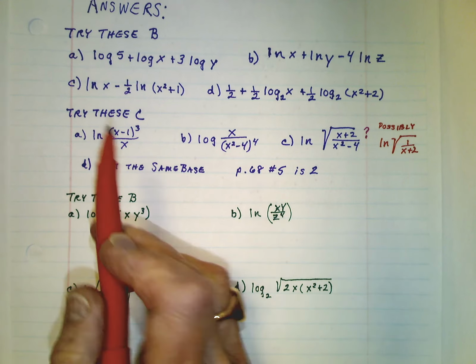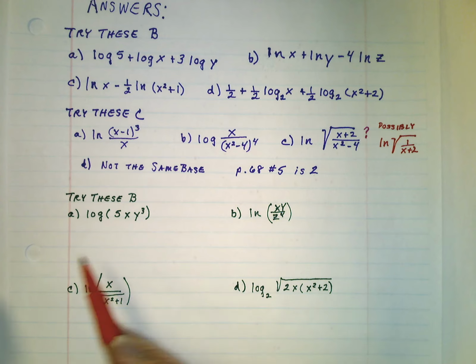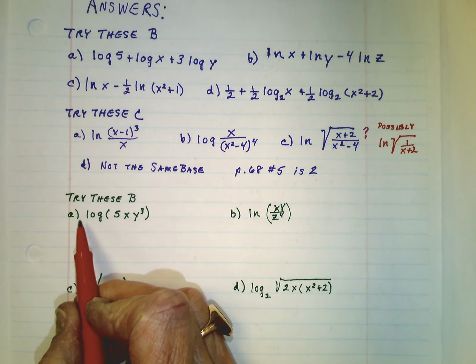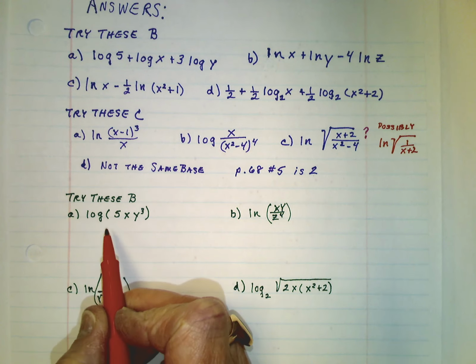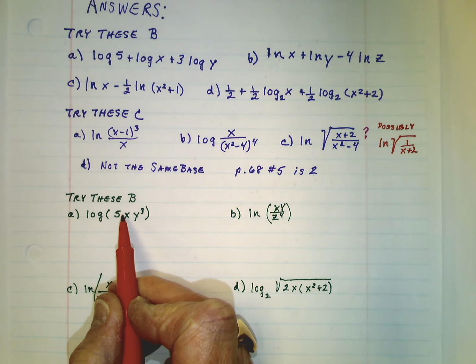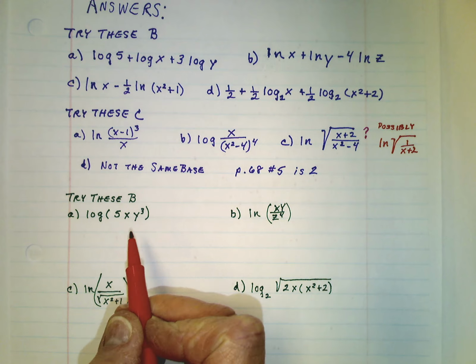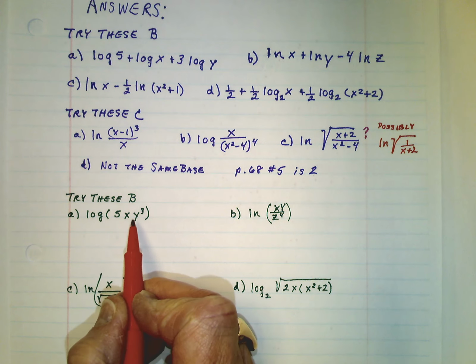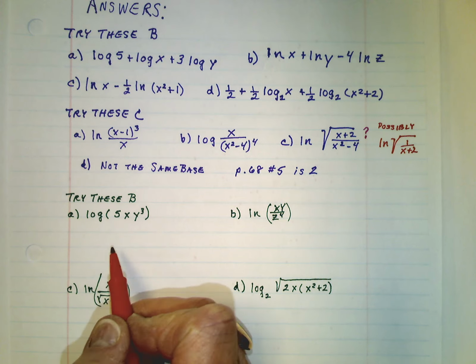On Try These B, where they wanted us to break the logarithm up, which does actually make it easier to evaluate when we have to. We don't have any outside multiplier, just the log of the stuff in the parentheses. And within the parentheses, everything is being multiplied. If you were putting numbers in for the x and the y, the last thing you do is multiply 5 times x times y to the third.